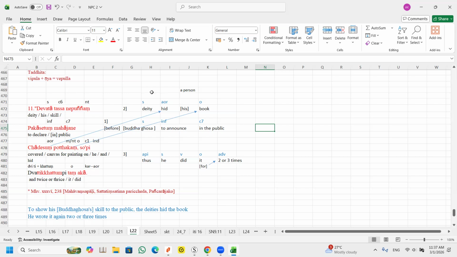Now, also you see the arrangement is like that. Here this is my comment. It means the deity hid his book. So he refers to a person. Who is the person? The person is Buddhaghosa. So what did Buddhaghosa write? A commentary. Which commentary? You can answer. Is it the Visuddhimagga? Yes, the Visuddhimagga. You are going to study the Visuddhimagga with your teacher.